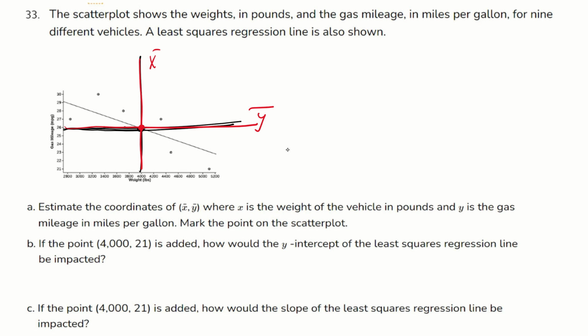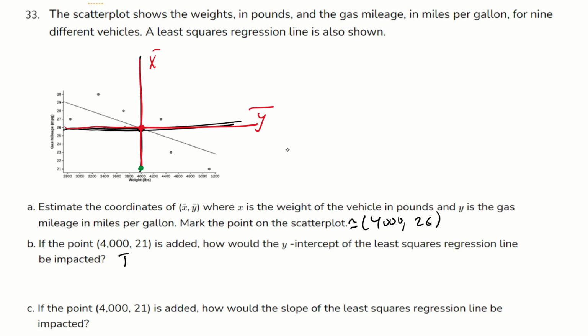Okay, so the point seems to be about 4,026-ish, approximately. If the point 4,021 is added, so let's mark that in green, 4,021. So if we added a point there, well, it's right on the X bar line then. That means it's going to have a pulling motion. It's going to pull this line down, right? So if it pulls that line down, then the y-intercept is going to be impacted, right? It's going to be decreasing the y-intercept.